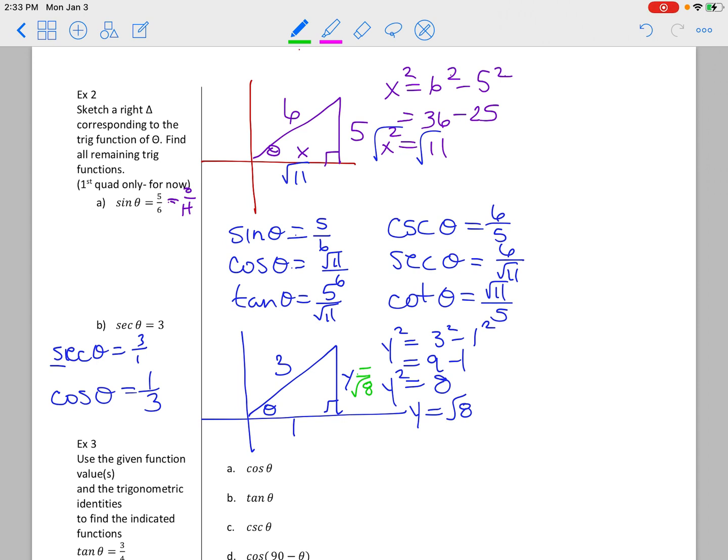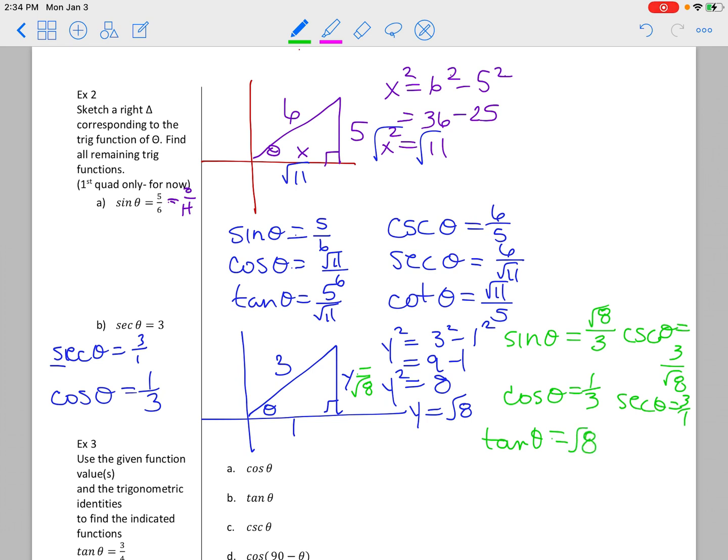Okay. Finding all my ratios. So the sine of theta would then be square root of 8 over 3. The cosecant of theta would then be 3 over root 8. Okay. Well, cosine I found earlier, and that was 1/3. That was just taking the reciprocal of secant. Secant is 3 over 1. Now I need tangent, and that's going to be root 8 over 1, which is just root 8, and cotangent, which is 1 over root 8.